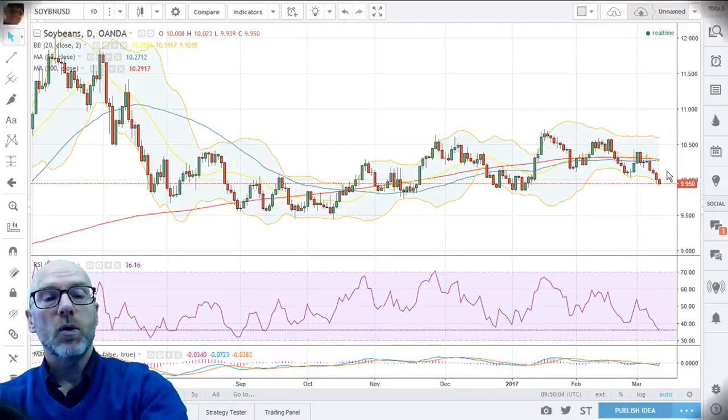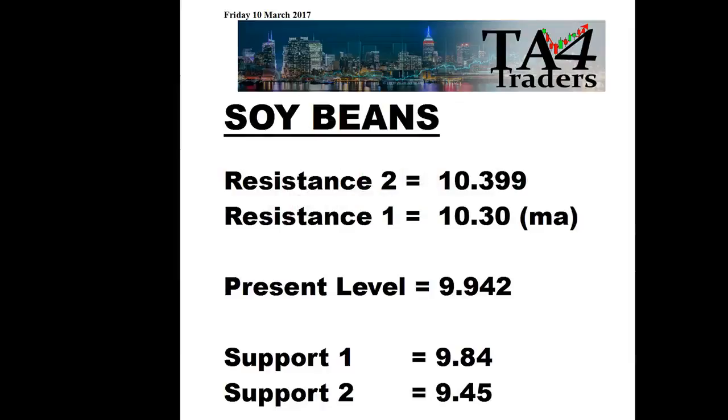On the support resistance levels, all the moving averages are around 10.3 giving resistance. Then there's this resistance at 10.399 and the support's at 9.84 and 9.45.